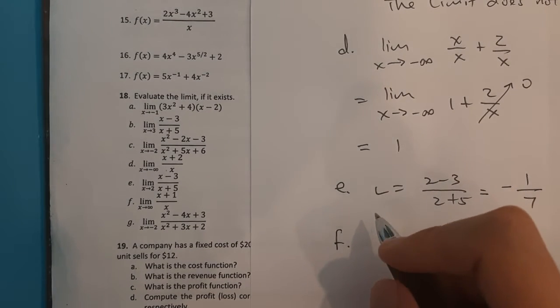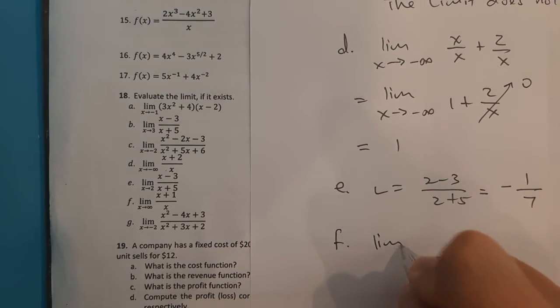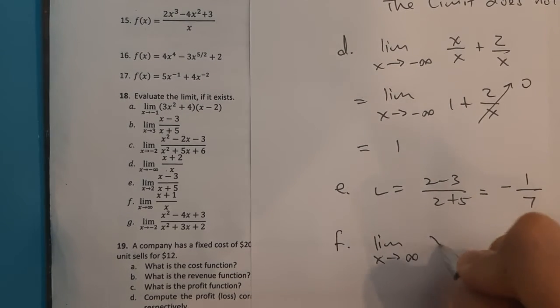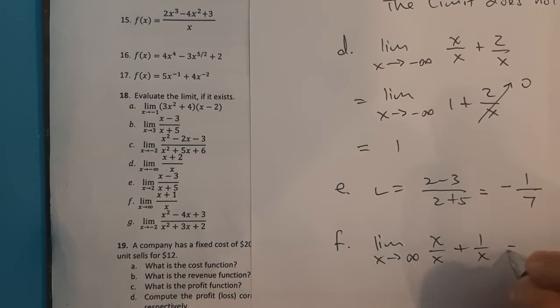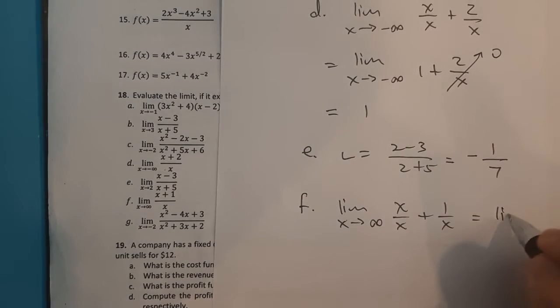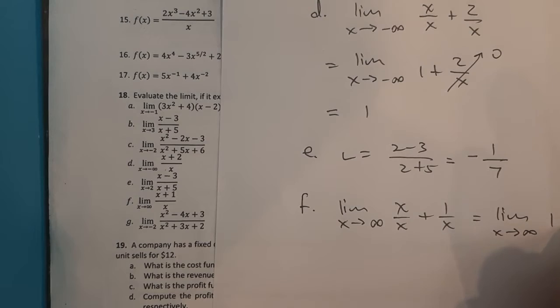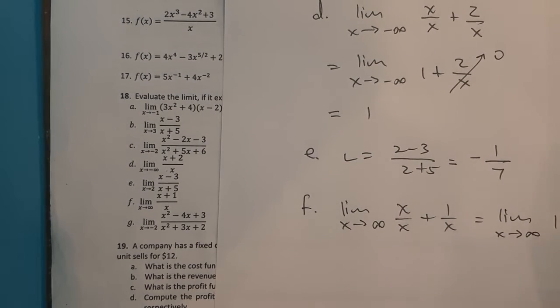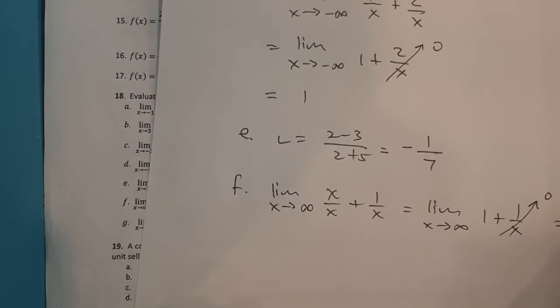Here we have the limit as x approaches infinity. So we can split it up. We have x over x plus 1 over x. So that will equal the limit as x approaches infinity of 1 plus 1 over x. This will approach 0. So we have 1 in the end.